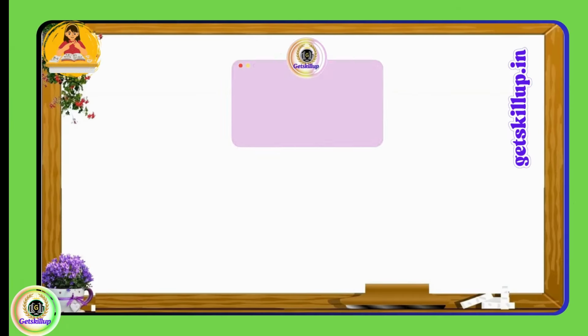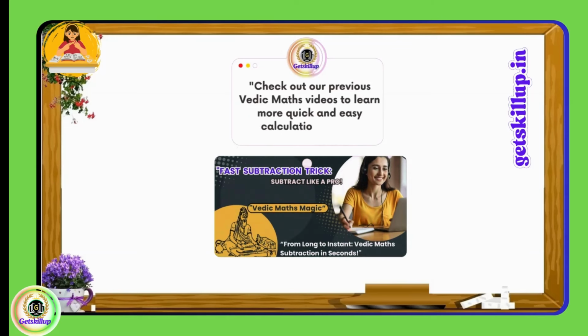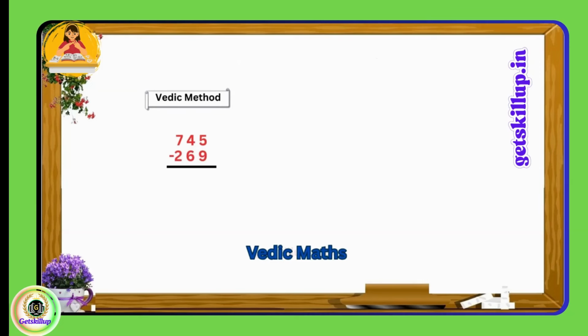We covered some basic concepts essential for understanding these subtractions in our previous subtraction video. Please watch it first for better understanding. In this video, we continue with 3-digit subtraction. For example, let's take 745 minus 269.